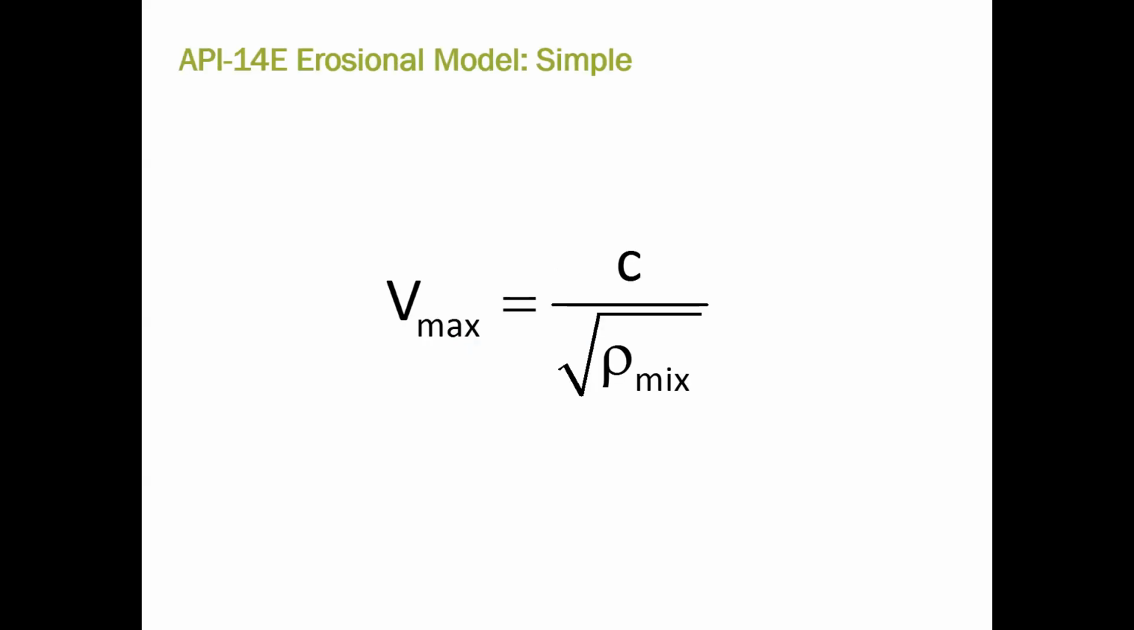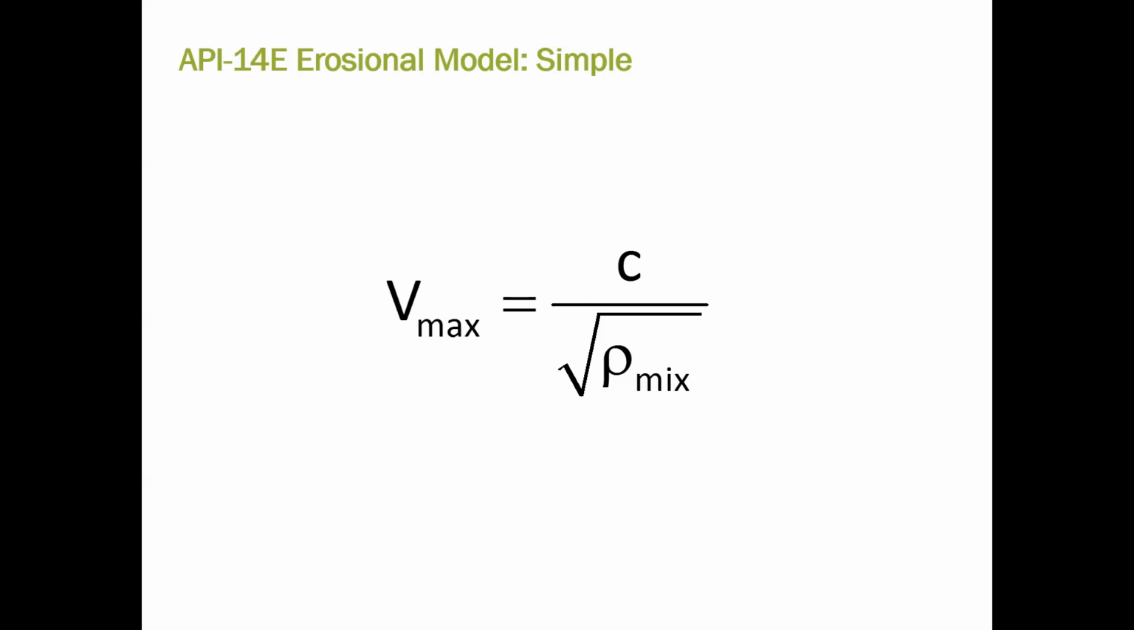Most operators and service companies use the API 14E erosion equation. They're not really using it because it's a perfect prediction and it models the complex mechanism of erosion. They're really using it because it's super simple. This is the equation. You just have a C constant, which is either 100 or 150, and you divide it by the square root of the density of the mixture. It's super simple, but it has a lot of limitations that we're going to talk about here.